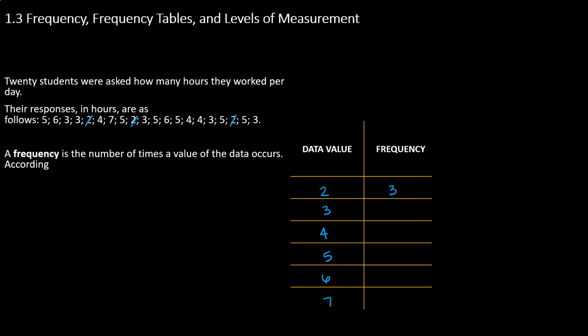And when I put the 3 in the frequency column, this is a way for me to say 3 students told me that they work 2 hours per day. So the frequency tells me how many times that answer came up in the survey. Let's go ahead and fill out the rest of the frequency column. I'll count my numbers of 3s. I have 5 3s, so 5 students told me they work 3 hours a day.